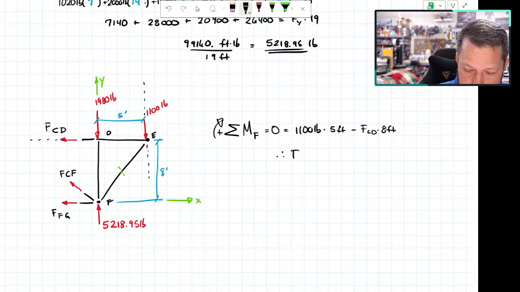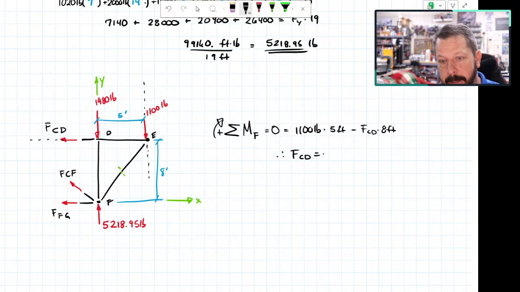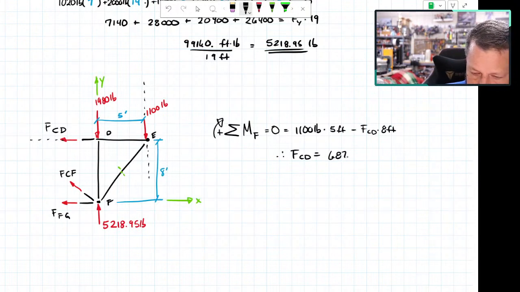So I can just say that therefore FCD equals, it turns out positive, which means I drew the arrow the right way. I drew the arrow in tension, so it means it's a tensile force. 1100 times 5 divided by 8 is 687.5 pounds. They really wanted to know the stress.